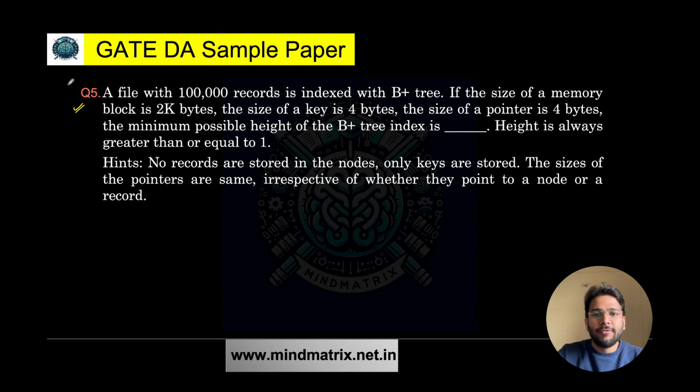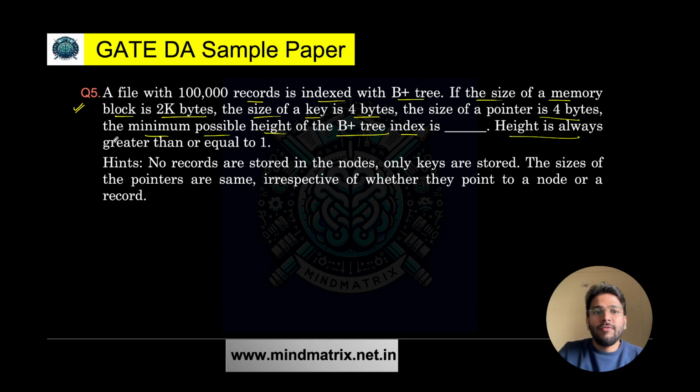Let's see here, question number 5. So this question is based on B plus tree. Let's read the question here. A file with 1 lakh records is indexed with B plus tree. Okay. If the size of a memory block is 2K bytes, the size of a key is 4 bytes, and the size of a pointer is 4 bytes, we have to find the minimum possible height of the B plus tree index.